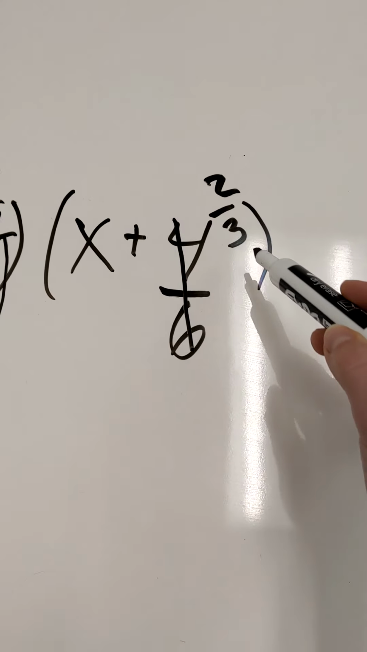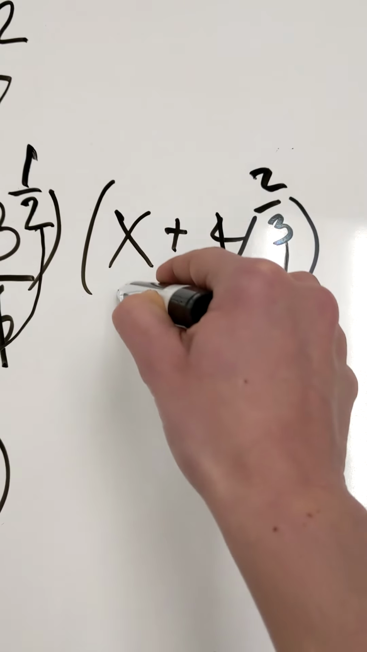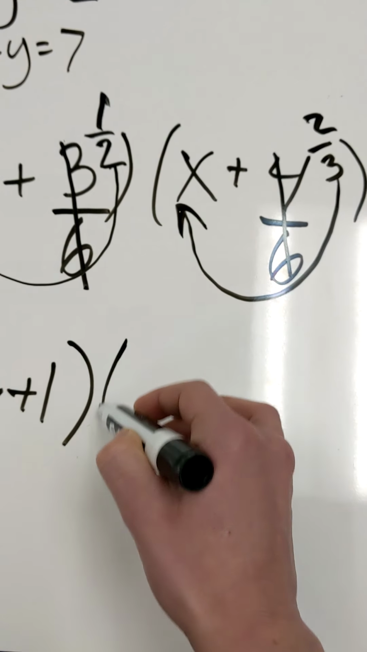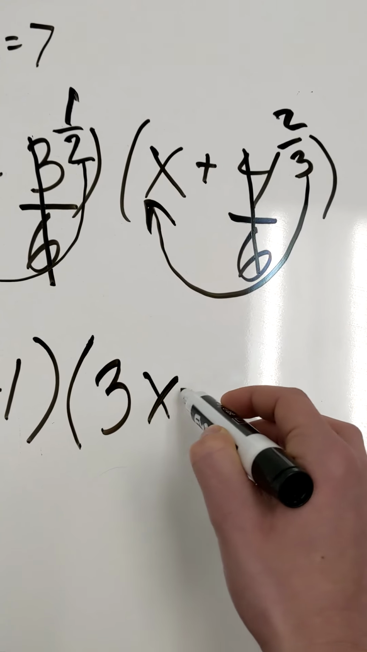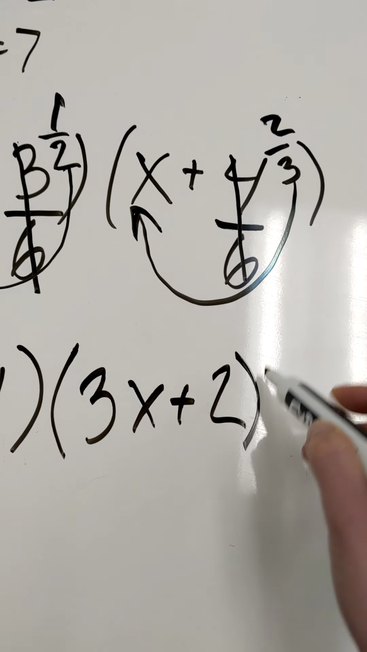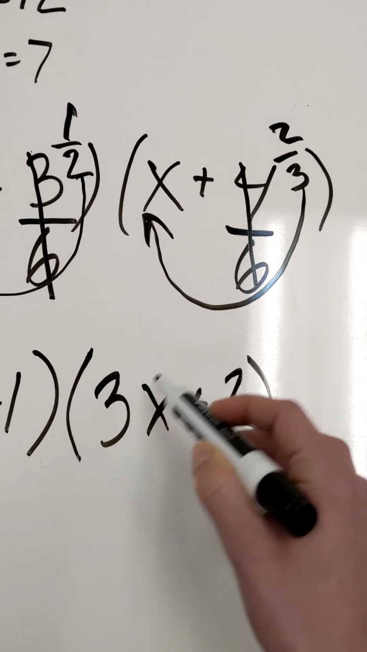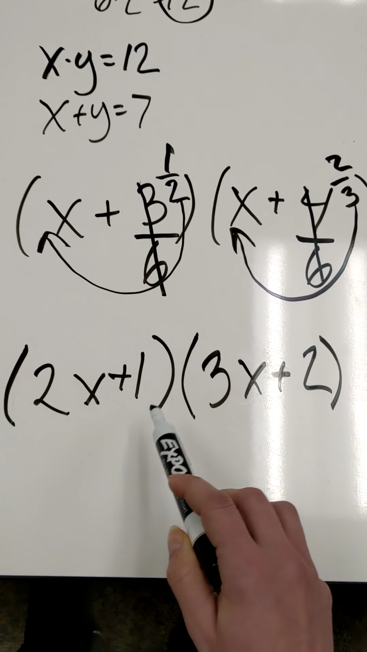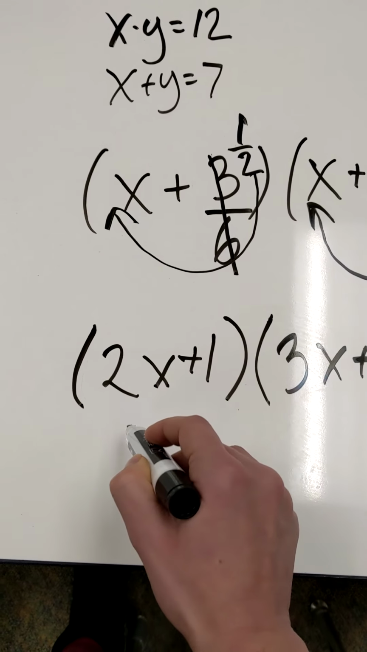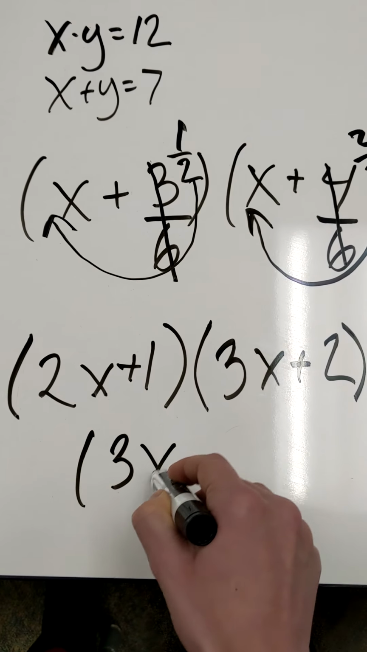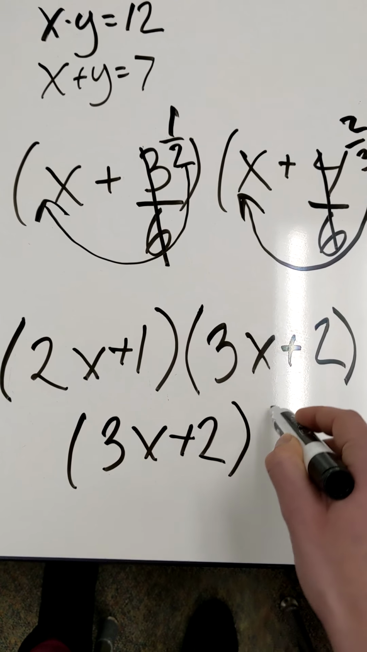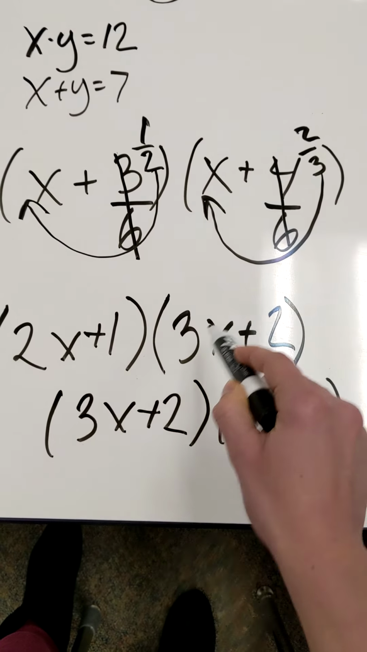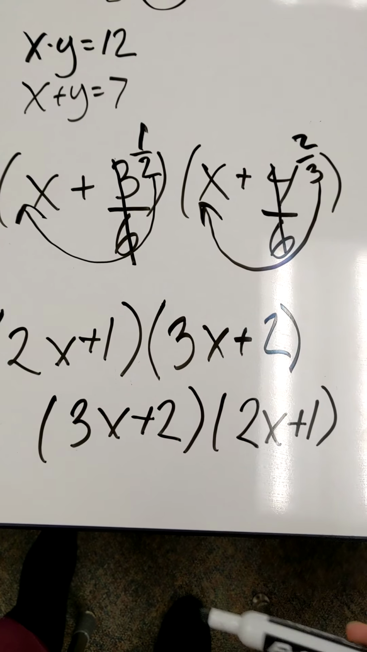When we go to the next one, we need to do the same thing. The denominator needs to slide in front of x, and our numerator needs to stay where it is. So now we have 3x plus 2. The denominator in front of x, the numerator where it is. So your answer is 2x plus 1 times 3x plus 2, which remember is the same thing as if I were to write it like this, just opposite. Put the second one first and the first one second. Either way is the correct answer.